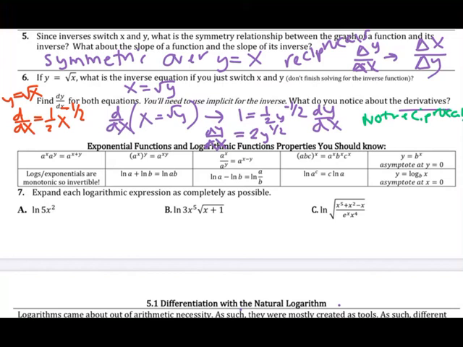So a couple of things to know. A log and an exponential function are inverses of each other because a log is an exponent. It's asking you what exponent makes this statement true. And also, if you think about an exponential function or a logarithmic function, it is always increasing or always decreasing. So it is monotonic, which means that logs are invertible or exponentials are invertible.